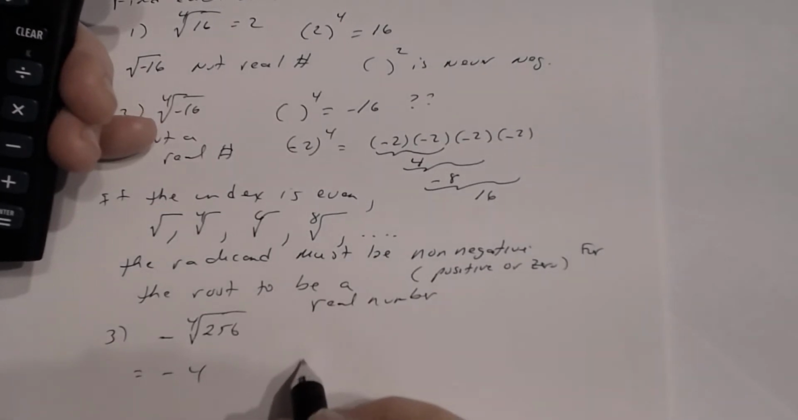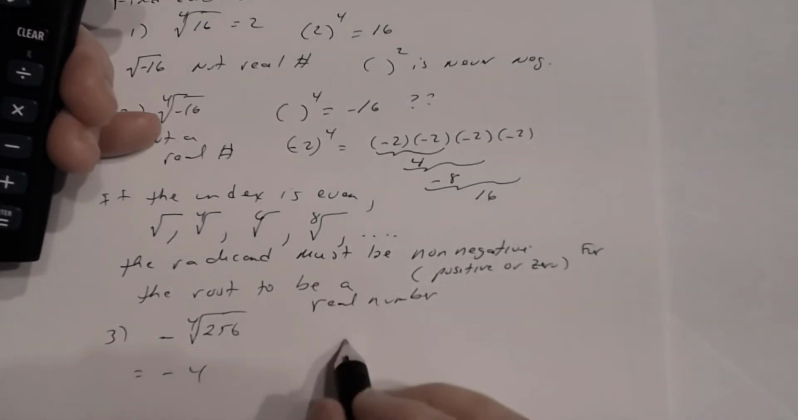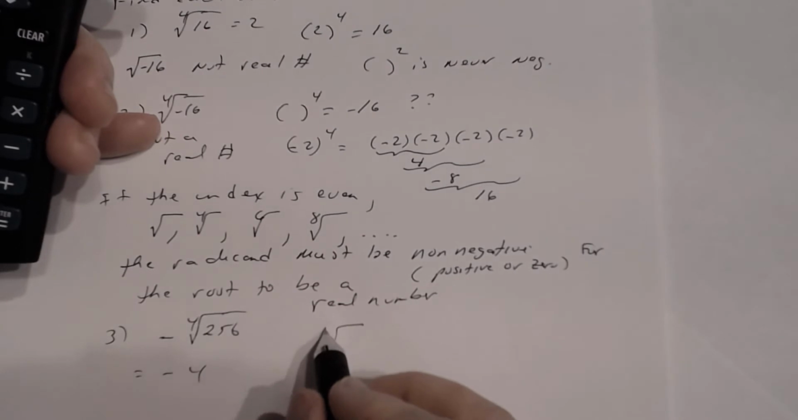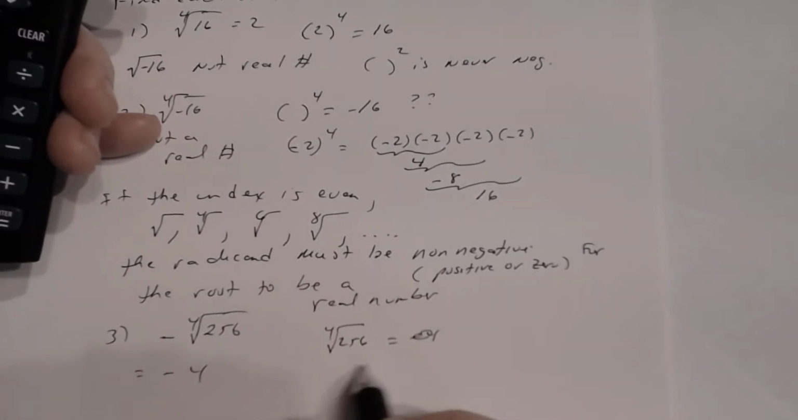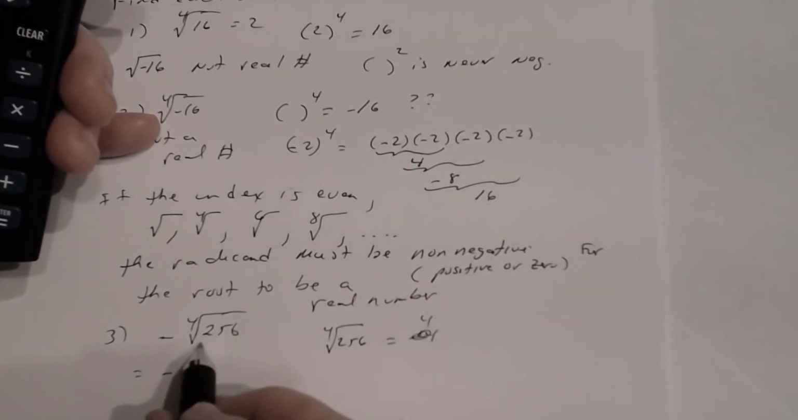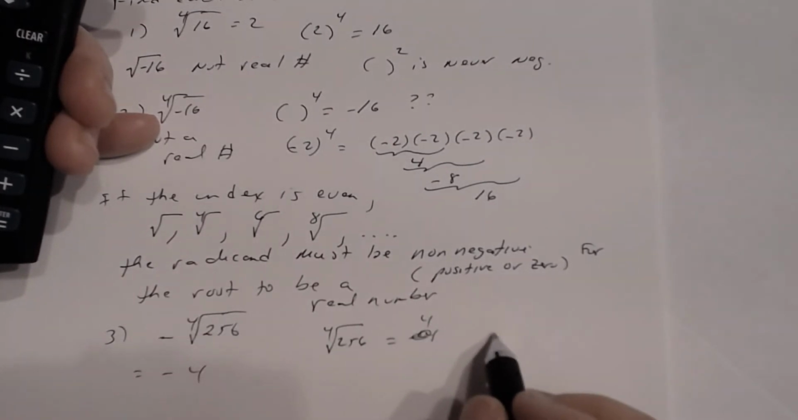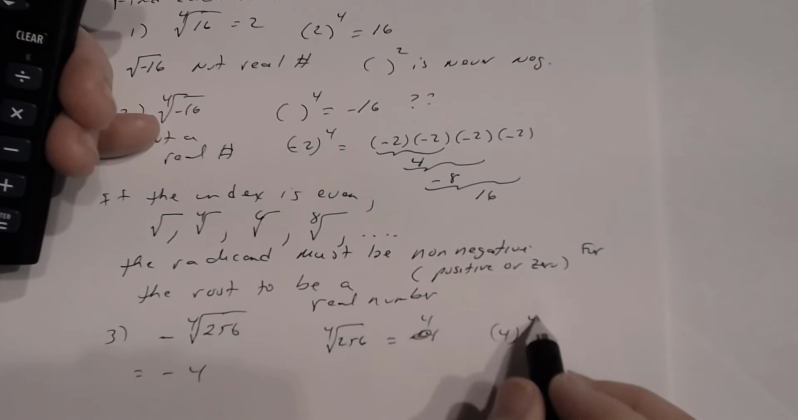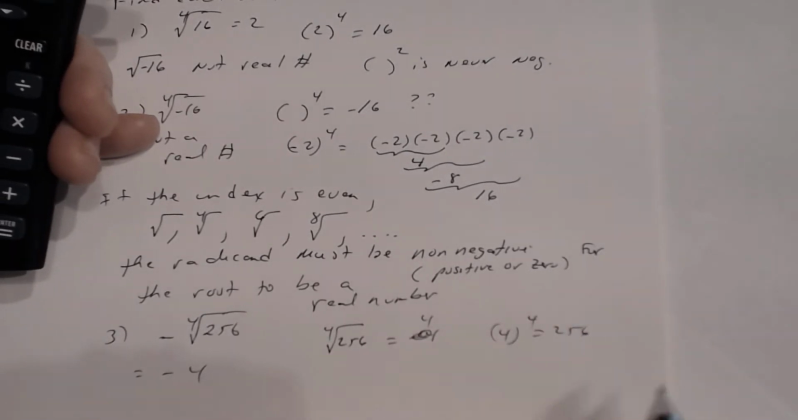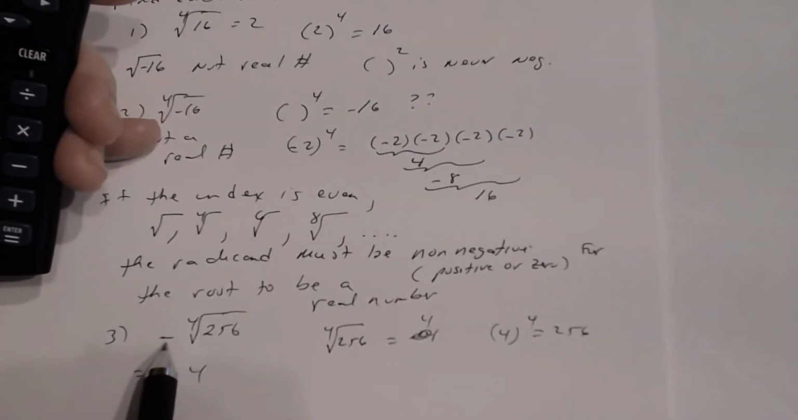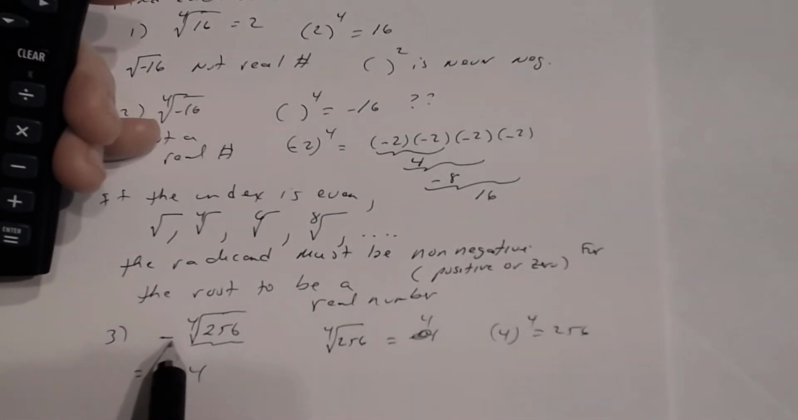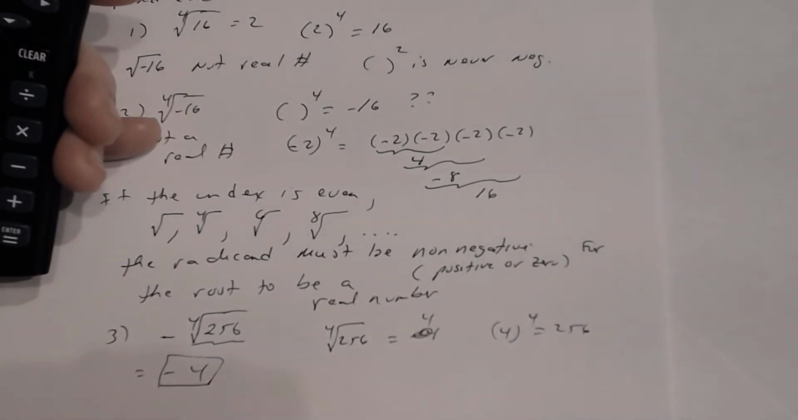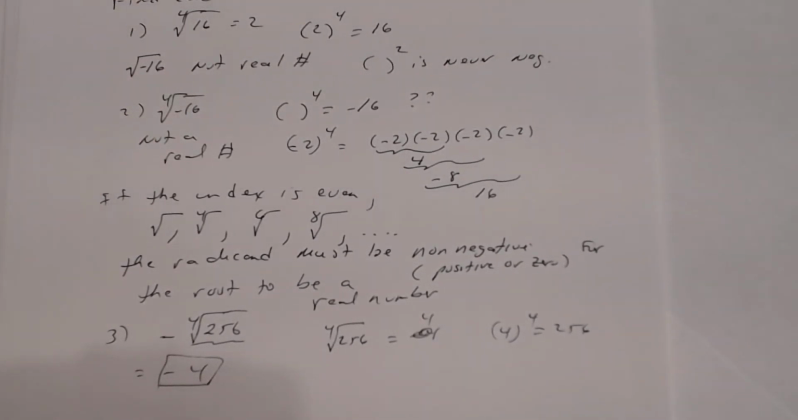Negative 4. All right. Now, notice what I just found. I found that the 4th root of 256 is positive 4, right? This part here. And we know that because 4 to the 4th power is 256. That's what I know. And so therefore, if that's 4, then this right here means the opposite of 4, or a negative 4. Okay?